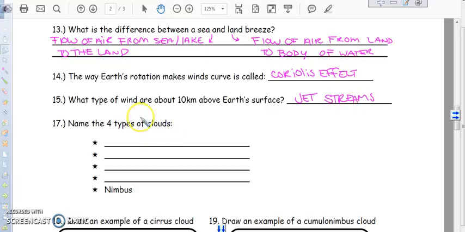Four types of clouds. The wispy clouds are cirrus. The big puffy clouds are cumulus. The flat and low clouds are stratus. And those big storm clouds are cumulonimbus.